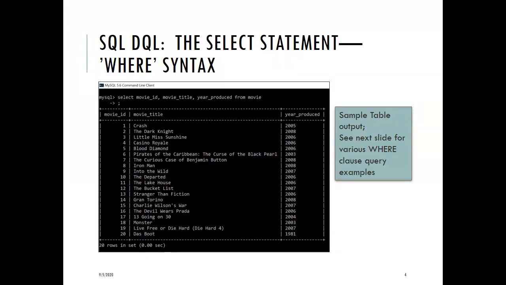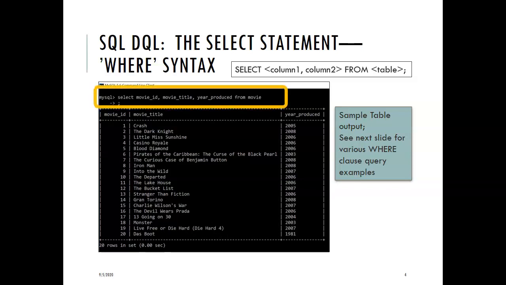Here we're seeing an example of a simple SQL query. Select column 1, column 2, or however many columns you want from the table with the table name, followed by a semicolon. In our example, we are selecting movie ID, movie title, and year produced from the table called movie, and we're ending our query with a semicolon. And then, as you can see below, we're seeing all of this output of 20 movies.